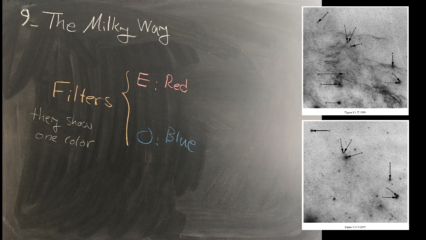Let's say this is one region in the sky. This is region 1099, and we have filter E in top, filter O in the bottom. If we compare, you can see there is a cloud, kind of gray cloud in filter E, top one, but you don't see this cloud in the bottom one. So this cloud is red. If we compare stars, for example, take star number 4, we can see it's much bigger in filter O compared to filter E. So this star is blue.